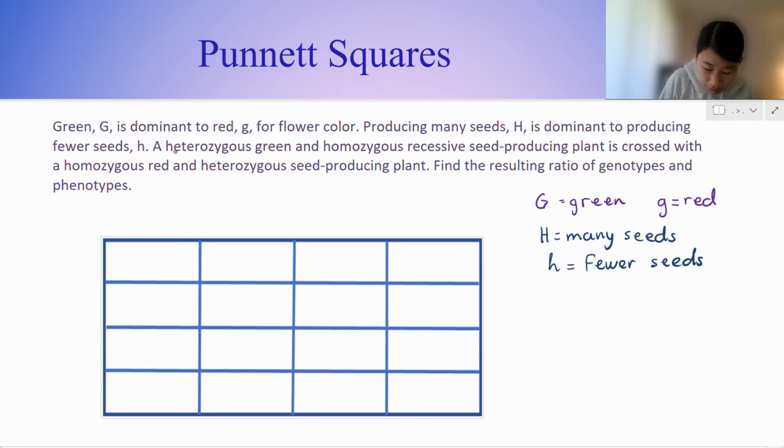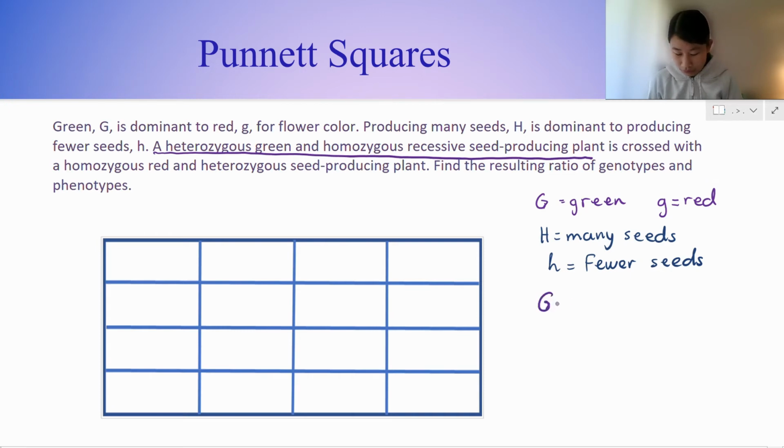One of the parents is heterozygous green and homozygous recessive for seed production. Heterozygous for color means that we have one dominant and one recessive allele, so that is going to be capital G and little g for color. Then we have homozygous recessive for seed production, dealing with the H alleles. Both alleles for seed production need to be recessive, so that means little h, little h. So this is parent number 1.